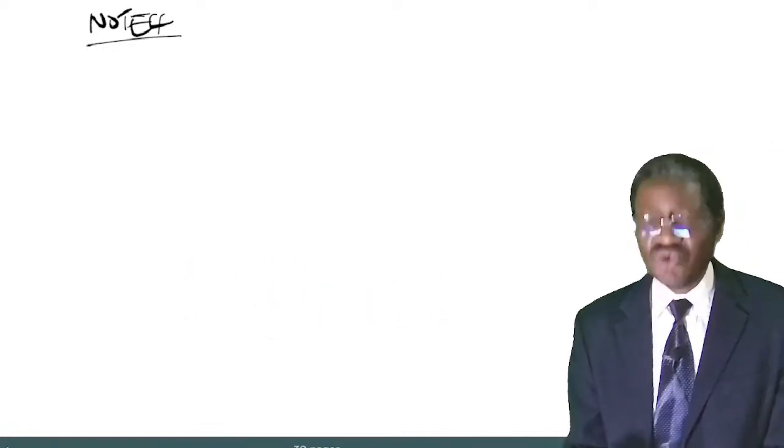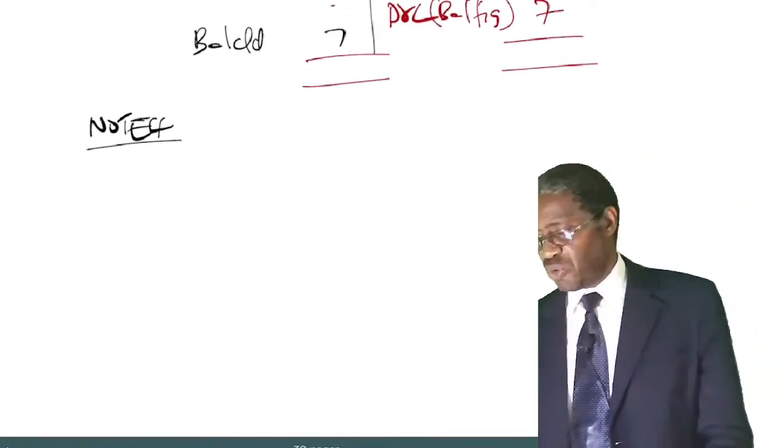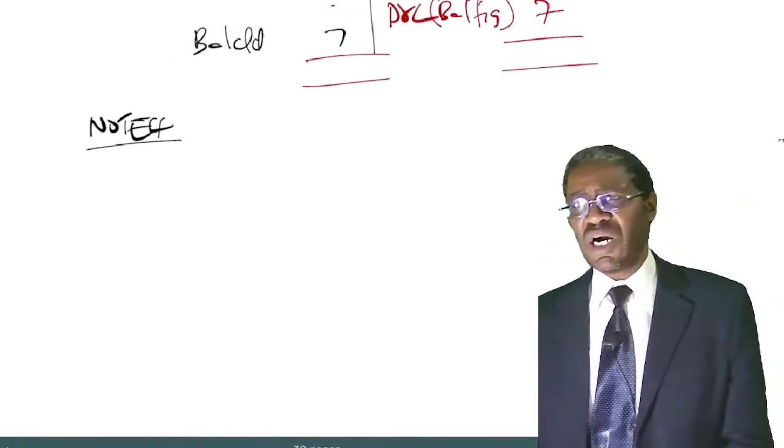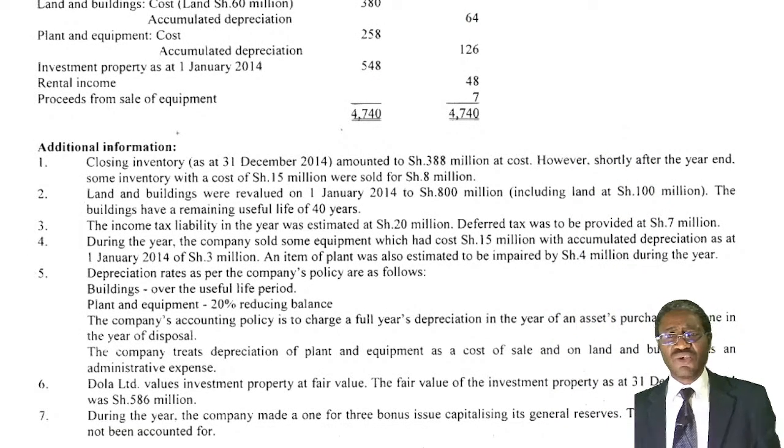Or in other words, you know the accounts that you used to open whenever an asset is disposed. What is the name of this account asset? That's what I want to pick. We are given note number 4. We are told during the year, the company sold an equipment which had cost 15 million.